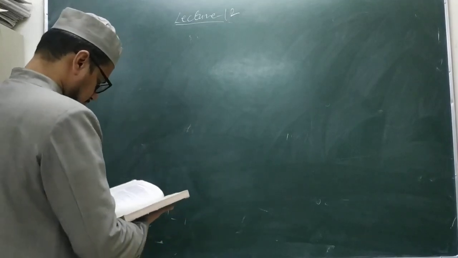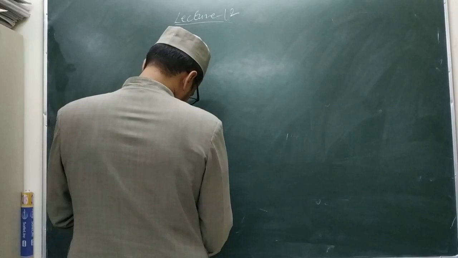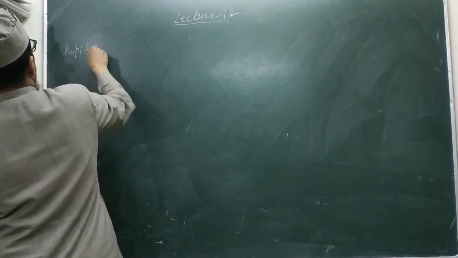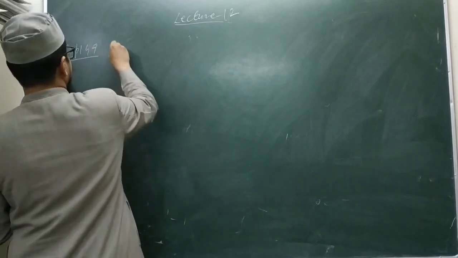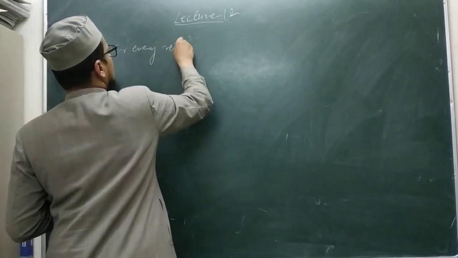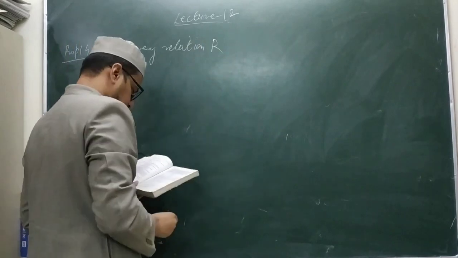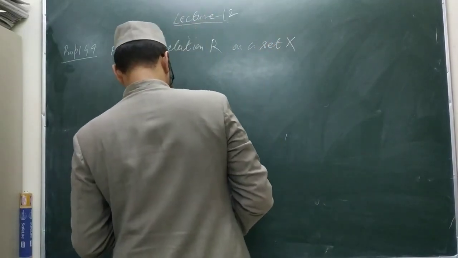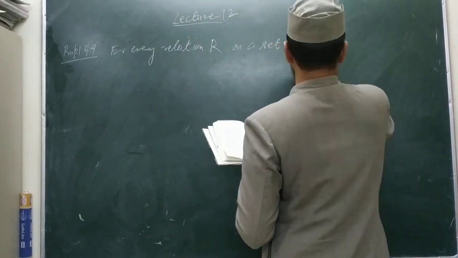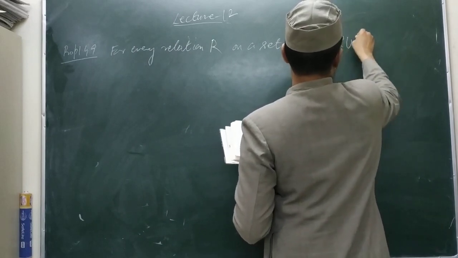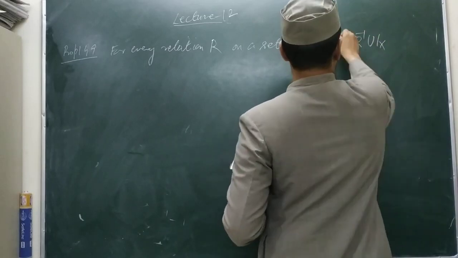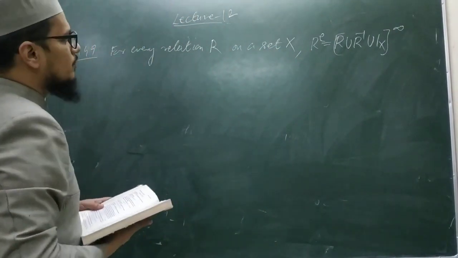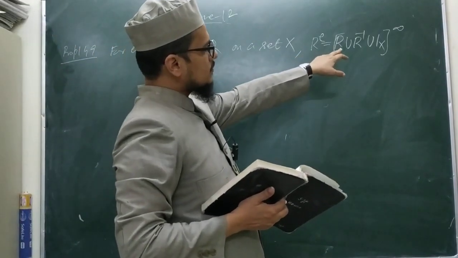So we will move to next result. Proposition 1.4.9. For every relation R on a set X, R^E is equal to R union R inverse union 1x infinity. So we have to prove that R^E is equal to R union R inverse union 1x infinity.